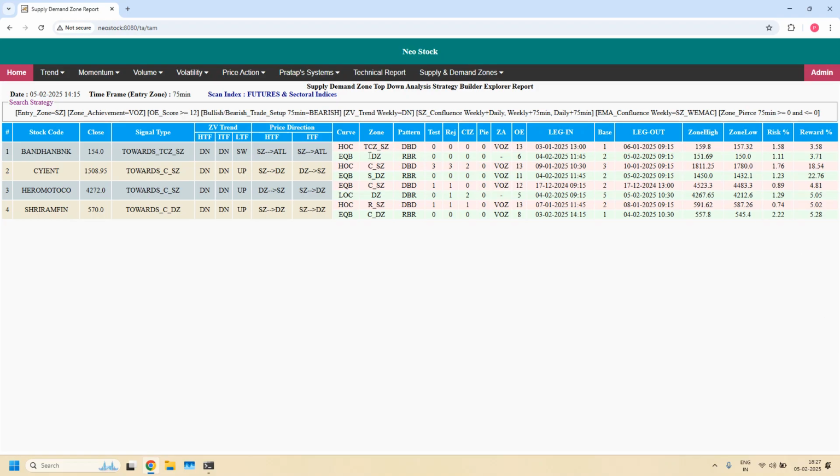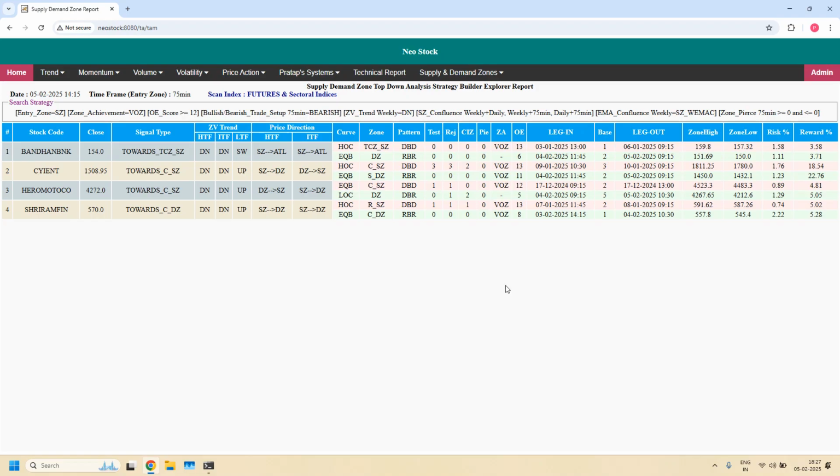That's why these 75-minute supply zones are having a high probability of success. Some of these zones may fail, but success rate is high as per the probability theory.